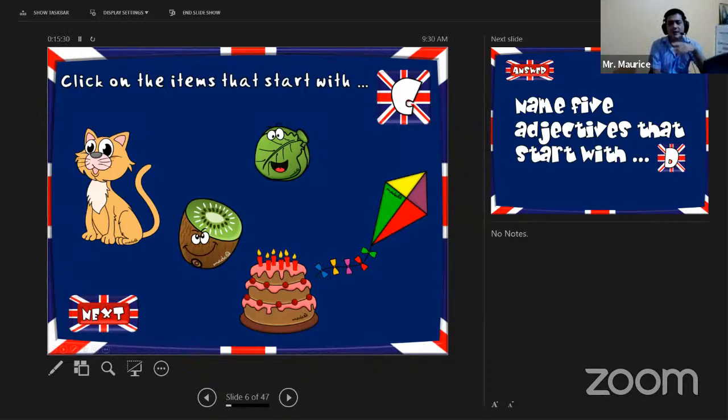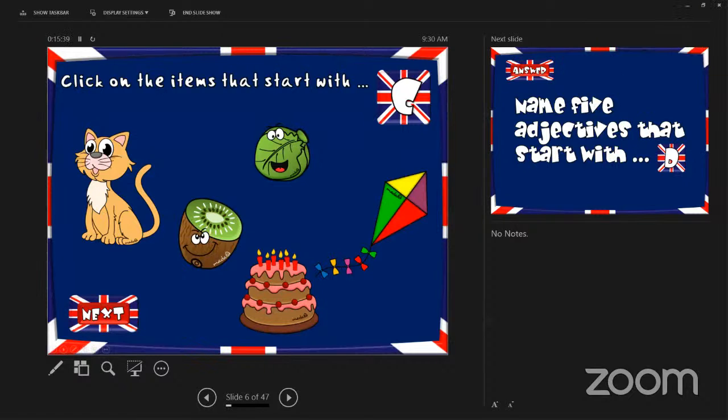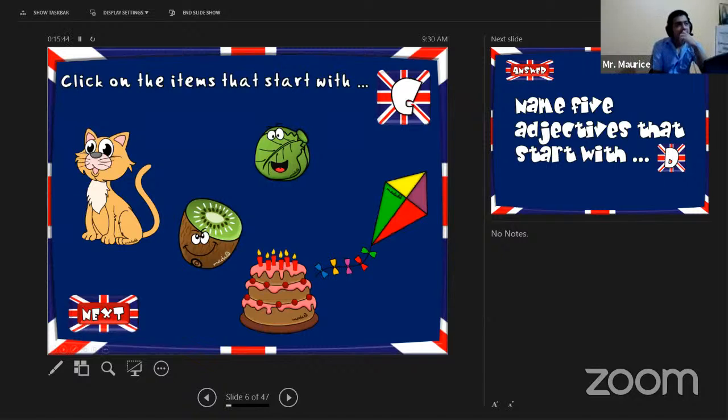What about this one? ¿Qué es esto? How do we call this in English? This is a lettuce. Lettuce starts with the letter L, and this is the kiwi. Kiwi starts with the letter K. So the two objects are the cat and the cake. That's perfect. Let's see the other one.